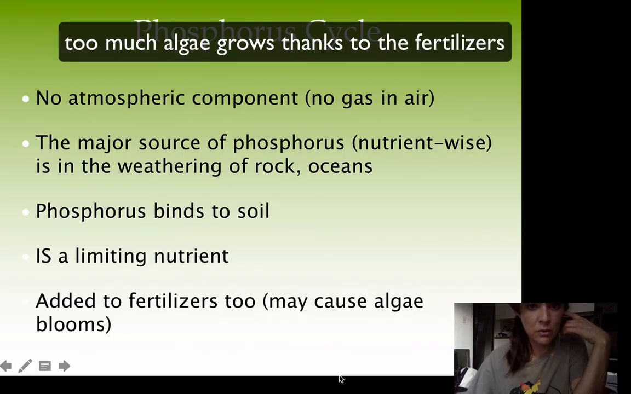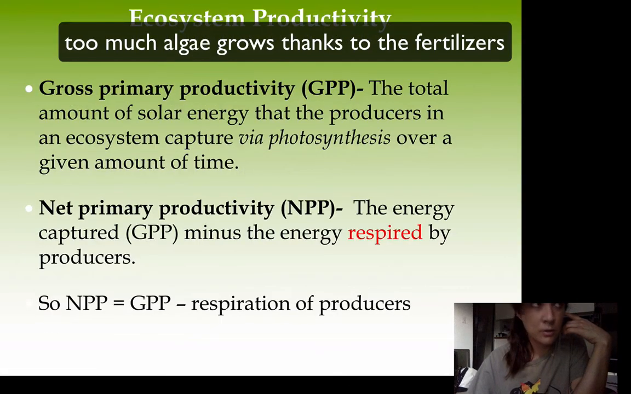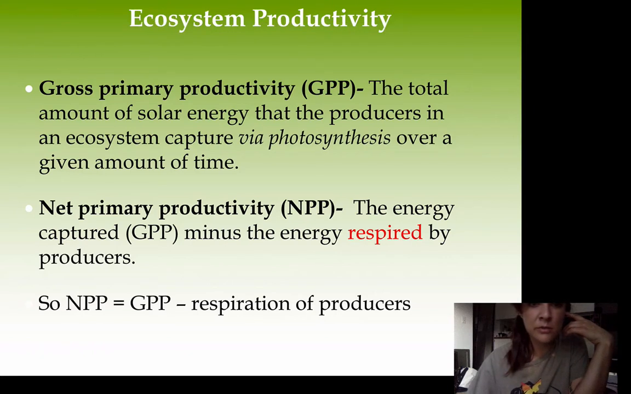Algae blooms, and we'll go over lots of algae bloom stuff pretty much all throughout the year. Algae blooms are another answer to a whole bunch of different problems that we have in APES.